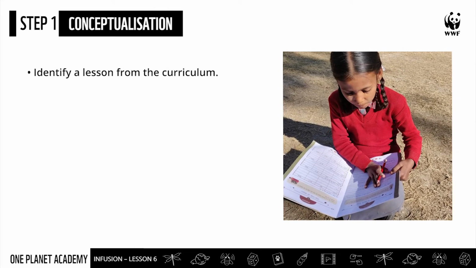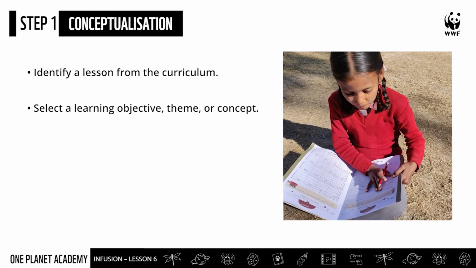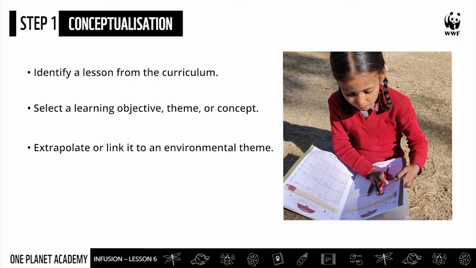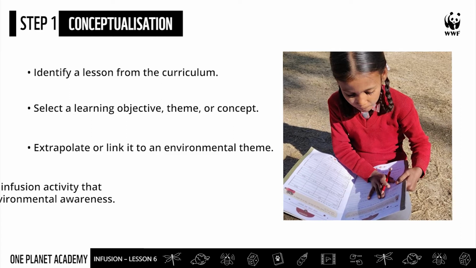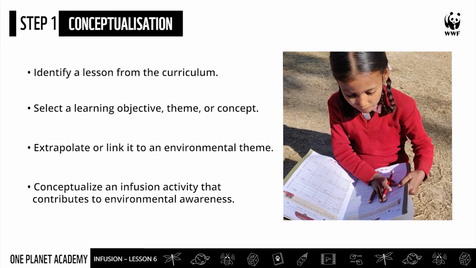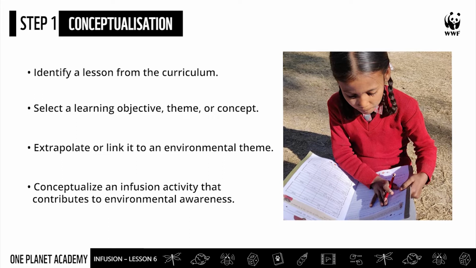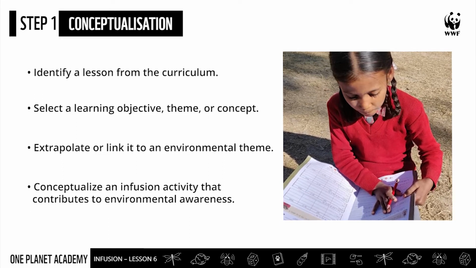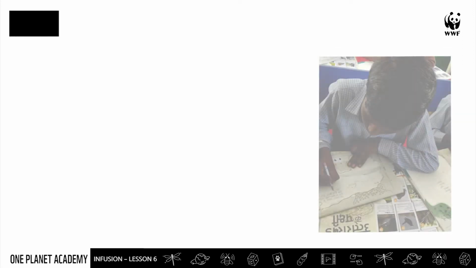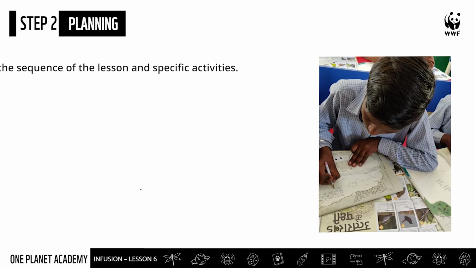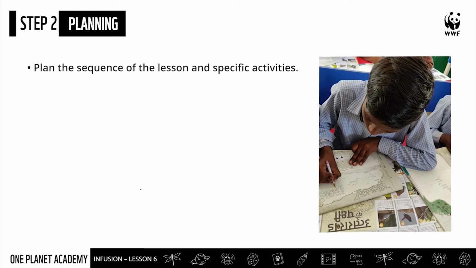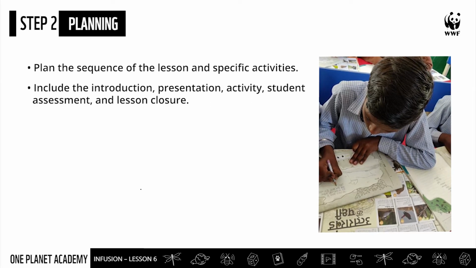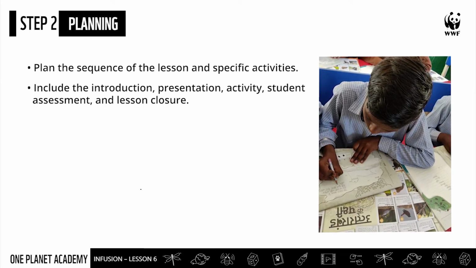Once we identify a lesson, we can select a concept from it, link the concept to an environmental theme, and then base an infusion lesson or activity on it. Our earlier lessons have included many examples of how this is done. Step 2 is planning, in which we develop a strategy for how the infusion lesson will go and think out the sequence of events in detail.